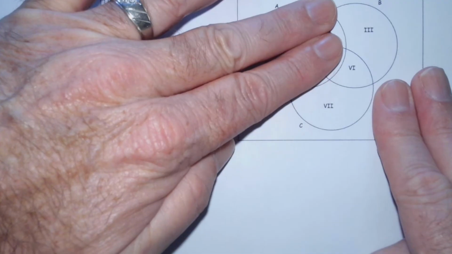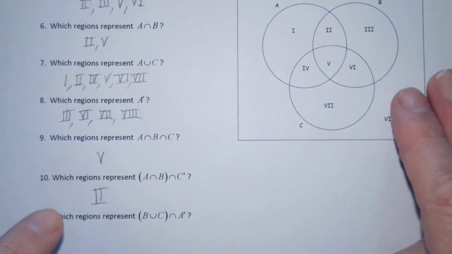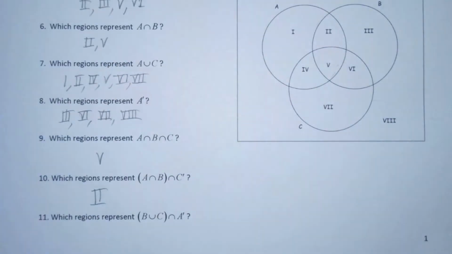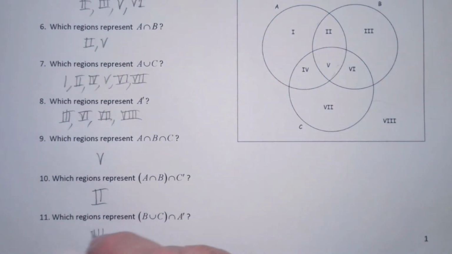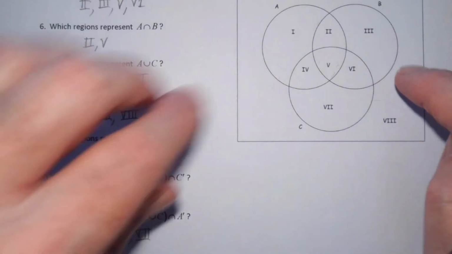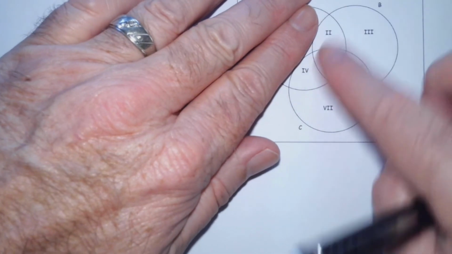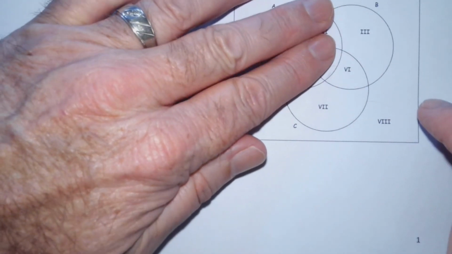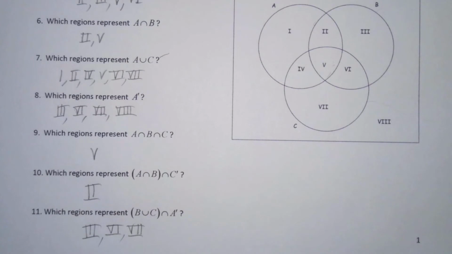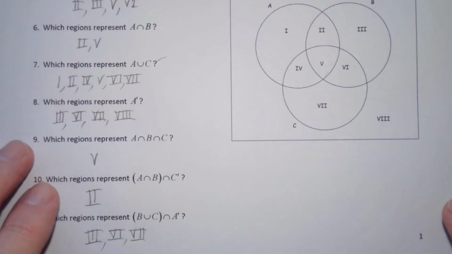So what's left? That would be 3, 6, and 7. Alright, so it's everything that's in B union C, that's these two circles here, but not A. So it'll be those three regions. Okay, I think that's the easiest way to do a problem like that.